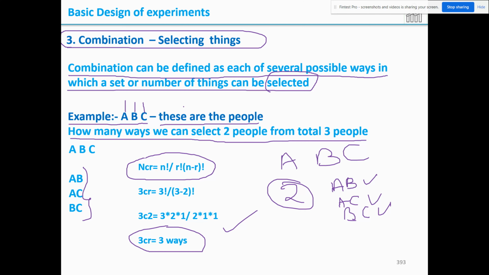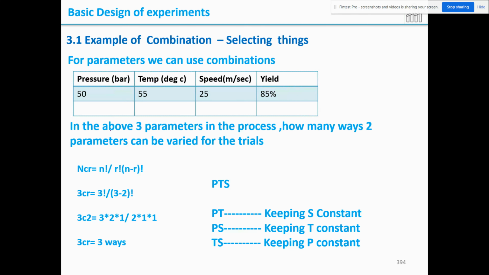Therefore, for design of experiment, we don't use permutation, we use combination. Why? Because we are selecting the things. Now you got to know what is permutation and combination. Then let us go to an example of combination. Selecting things.